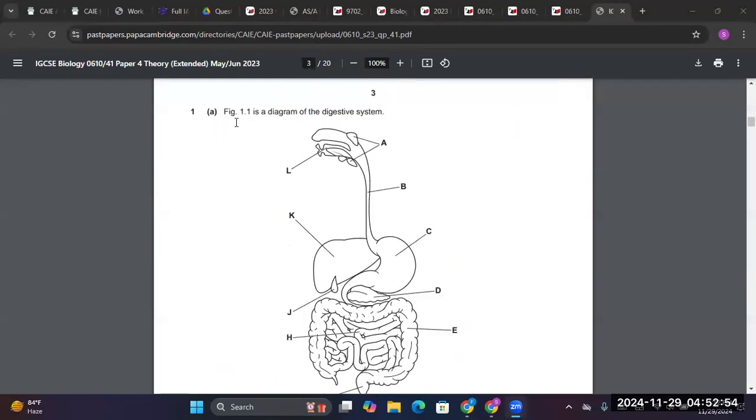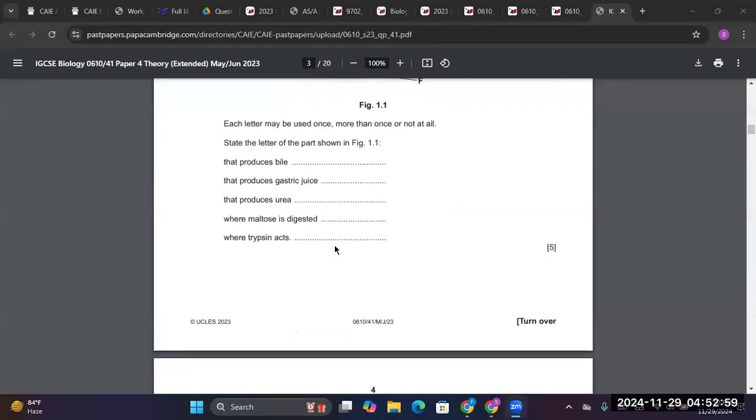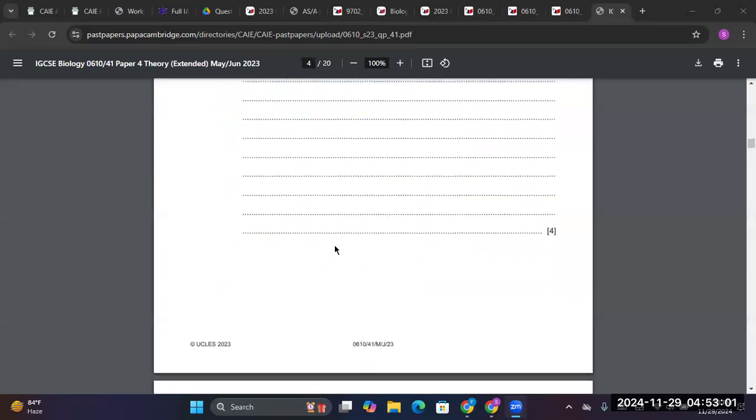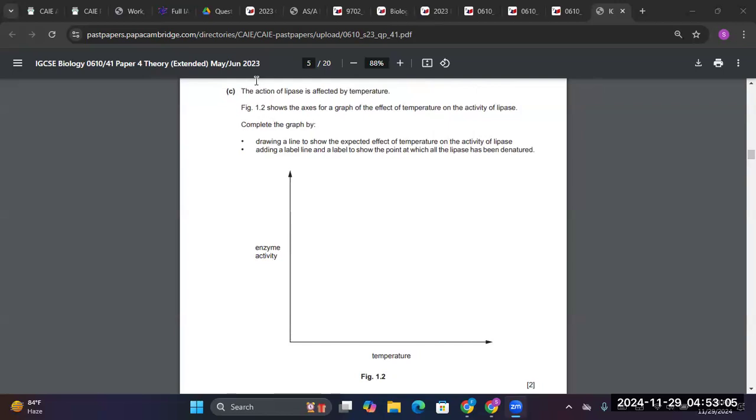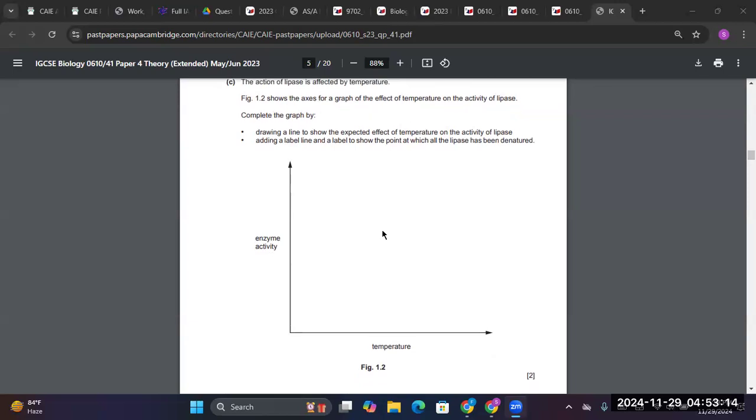Okay, so we have this question that Hajra, you and I did the first part of previously. Now the second part of the question that I want you guys to do is that the action of lipase is affected by the temperature. On figure 1.2, show the axis for the graph for the effect of temperature on the activity of lipase. You have to complete the graph.